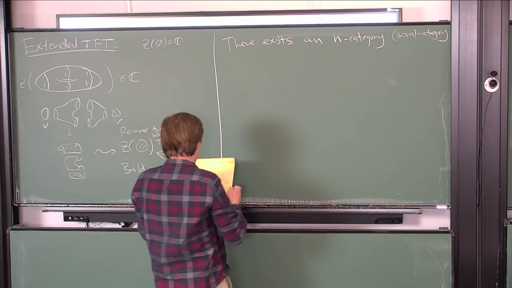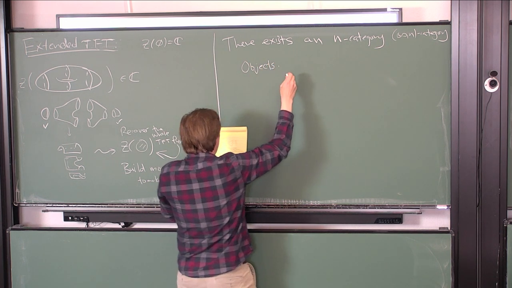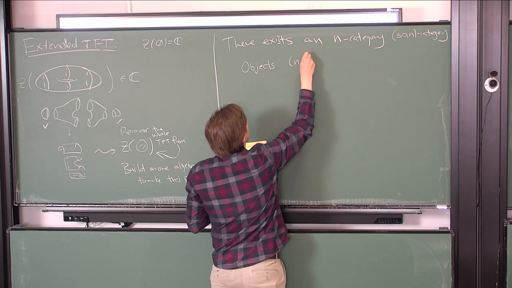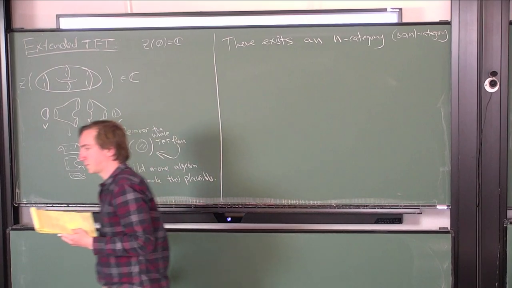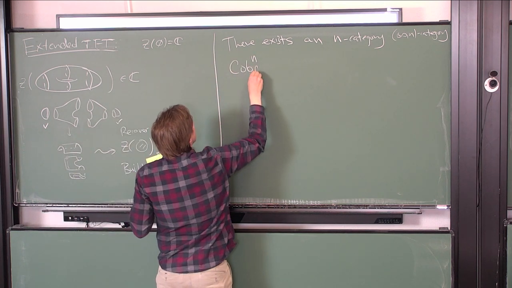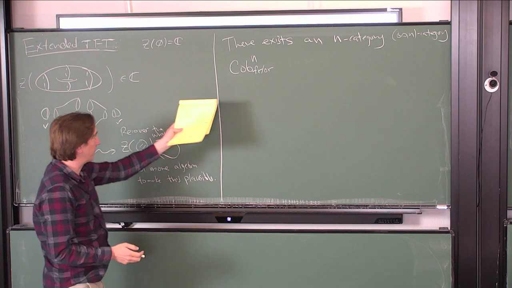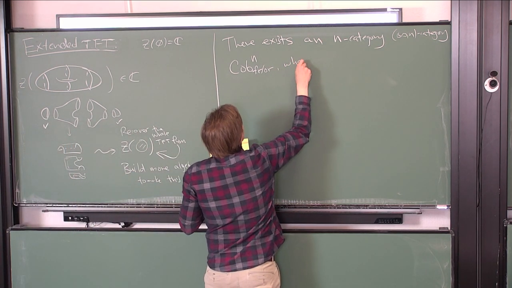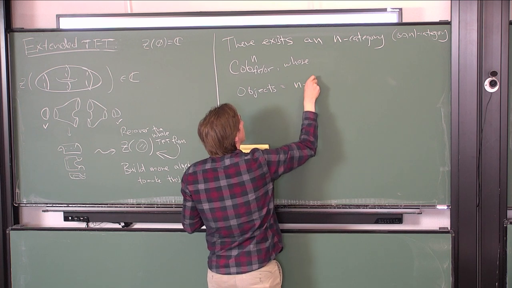So an n-category, so what it means, like a category, you have some objects. And the objects are going to be n-framed. Name the category: Cob n-framed, or oriented. I'll just state the framed case, there's a variant for oriented. Okay, so objects, these are n-framed points.